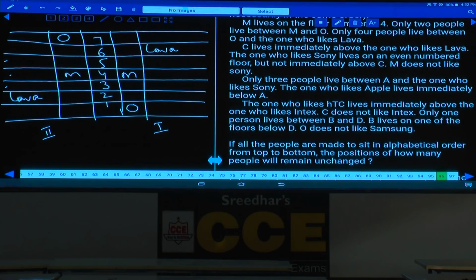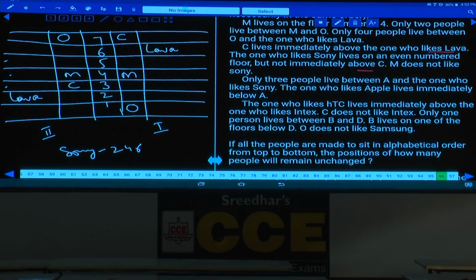Next, C lives immediately above the one who likes Lava. C is immediately above the one who likes Lava, so C must be here. The one who likes Sony lives on an even number floor. Now the person who likes Sony must be on either 2, 4, or 6, an even number floor, but not immediately above C. Immediately above C, M does not like Sony.